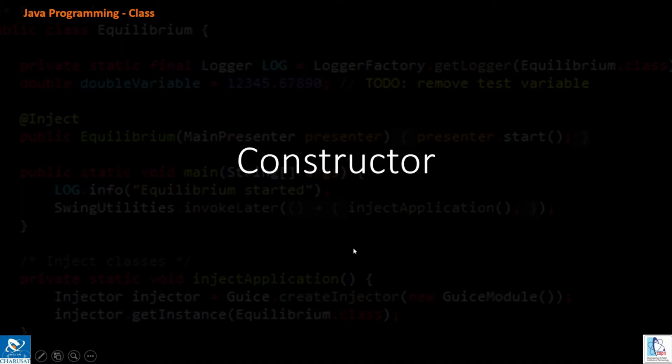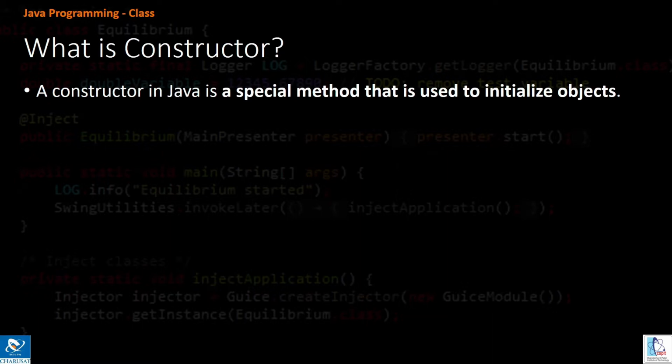Okay, in this video we are going to see about the constructor in Java. Let's see the definition. So what is a constructor? A constructor in Java is a special method that is used to initialize the objects. Let's try to study the constructor with the help of an example.